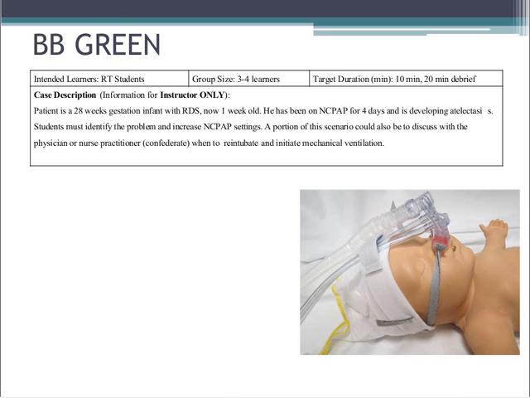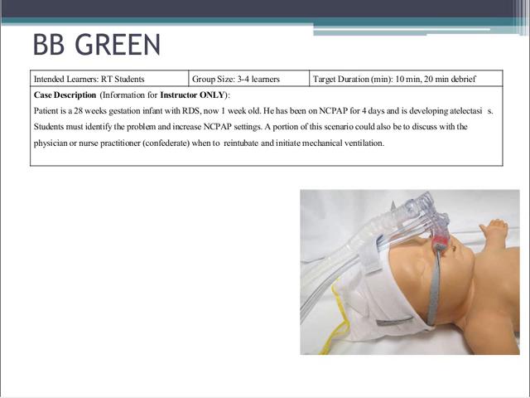Baby boy Green is a 28-week infant with RDS. He's now a week old. He was intubated initially. Now he's on nasal CPAP, and he's developing atelectasis. What we're hoping with the case is that the students identify that he's having this issue, and then they recommend increasing the nasal CPAP settings.